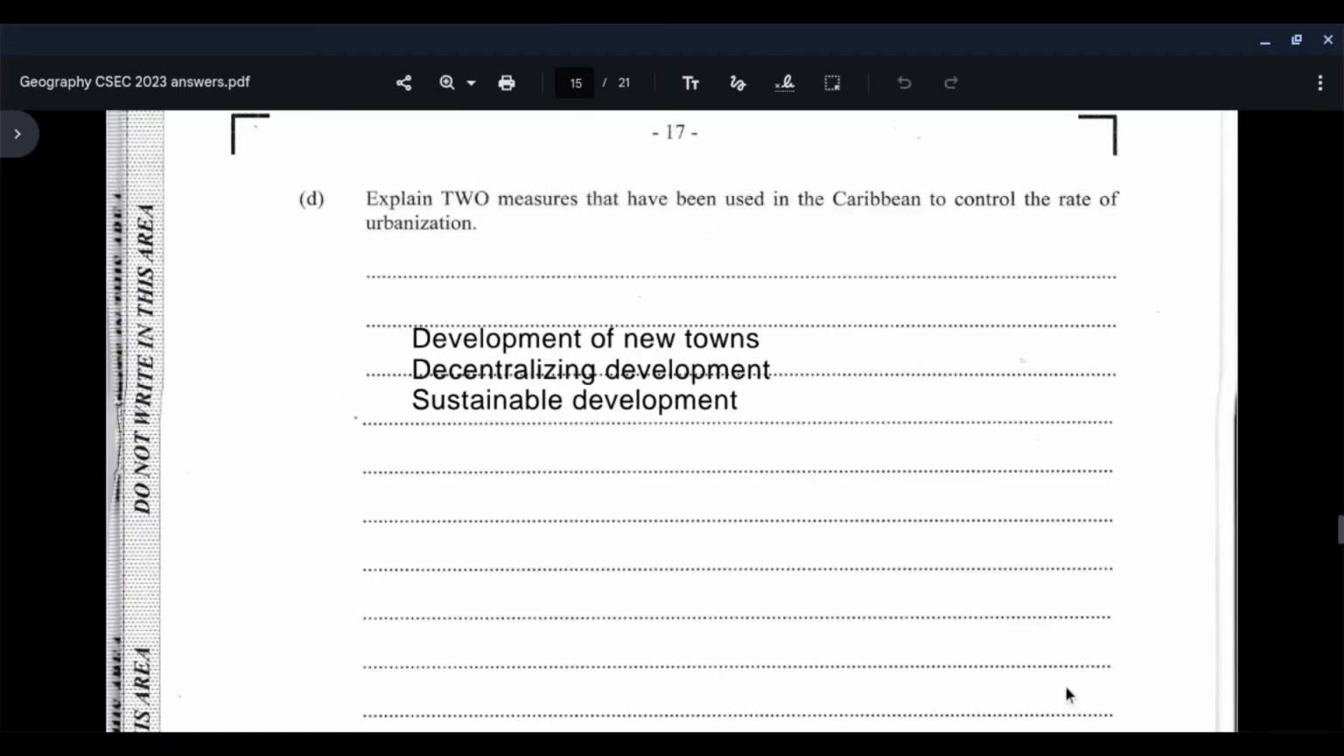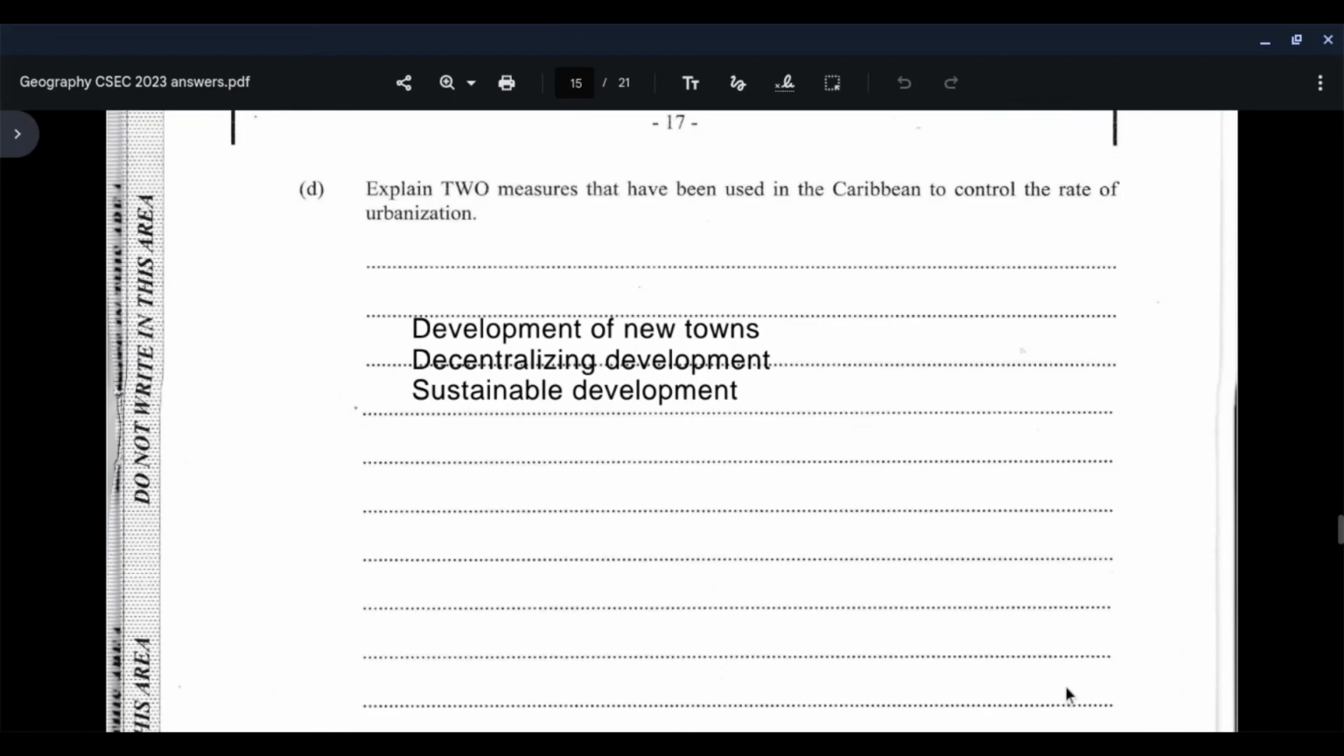Instead of all the tourists going to the urbanized areas, they're now offering other forms of activities that tourists are interested in, such as bird watching, ecotourism, and heritage tourists coming to the rural communities to learn about the heritage and the culture of the country. So they are trying their very best to control urbanization by introducing a lot of other measures. Once you're able to explain 2, 6 marks belong to you, and that's a total of 25 marks if you were able to answer all questions on the paper.